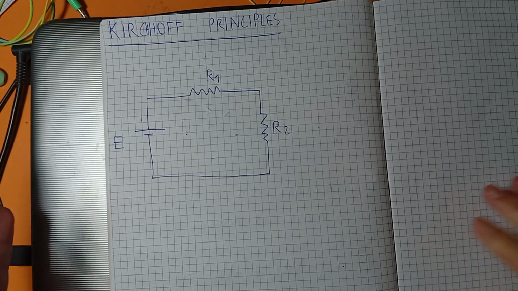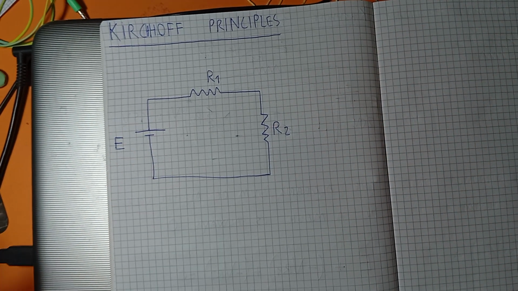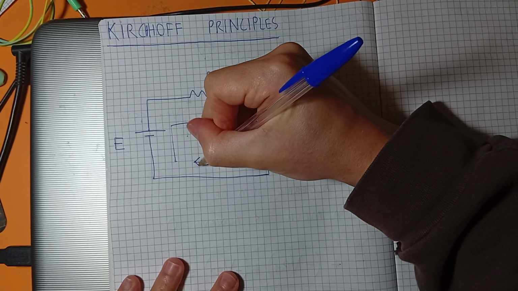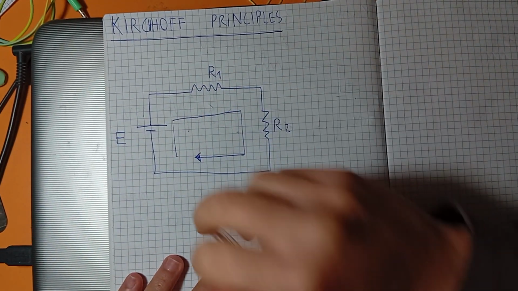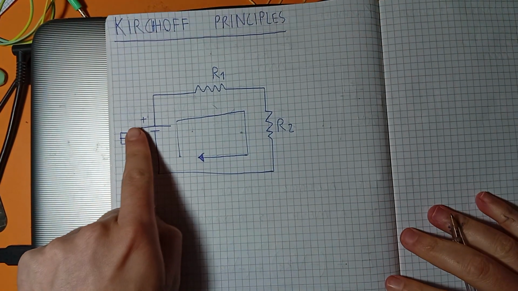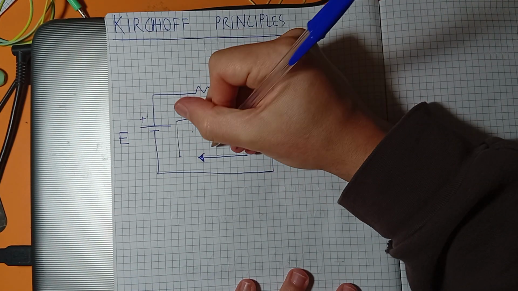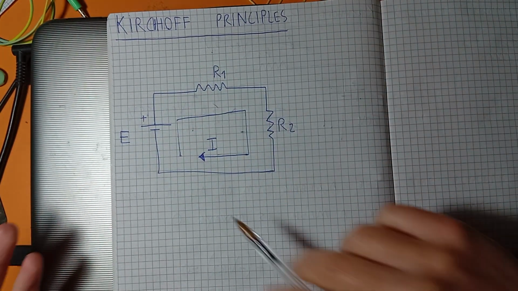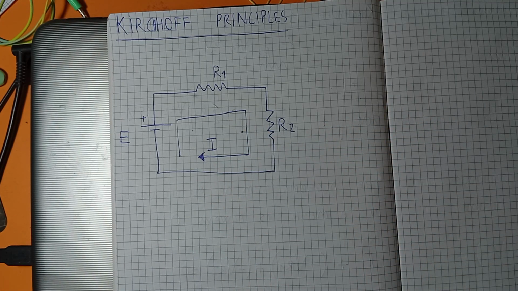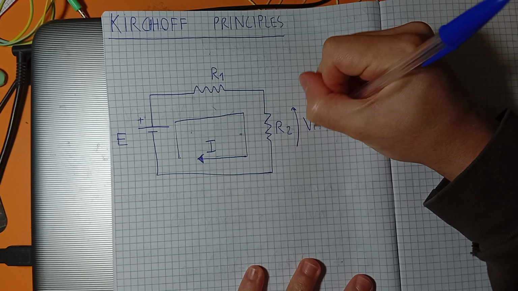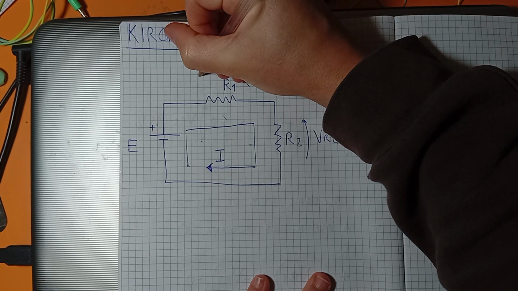So now let's imagine what will happen here. Well, I will have a current in this mesh, and the current will flow in this direction because the voltage generator is positioned in this direction, so the current will flow like this, okay? I will have a current in this mesh and also I will have two voltage drops, okay? One voltage drop here, VR2, and another voltage drop here, VR1.